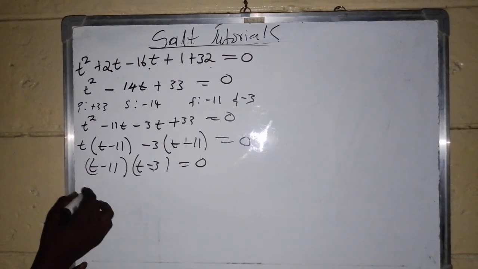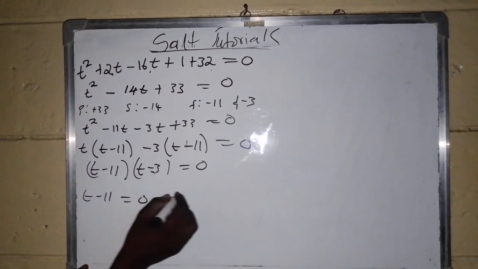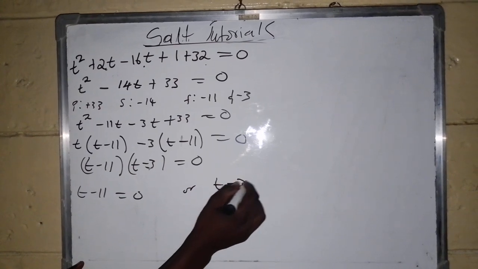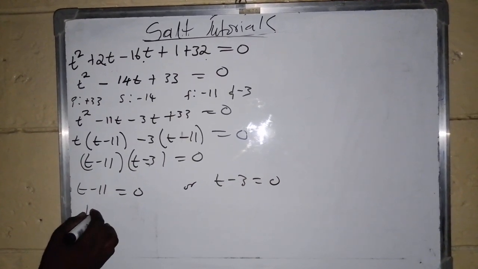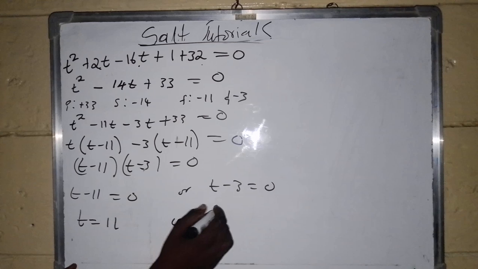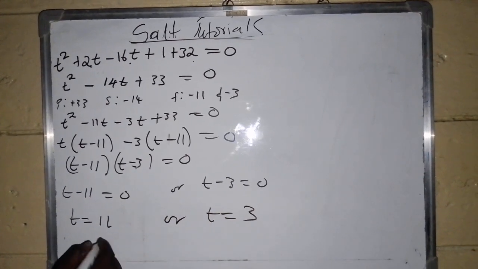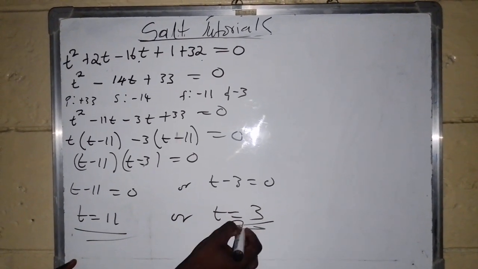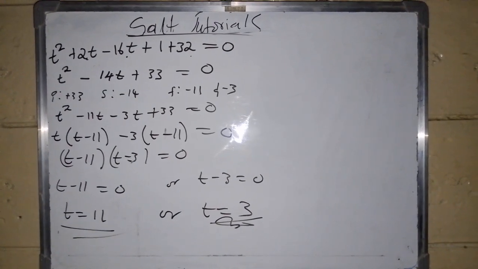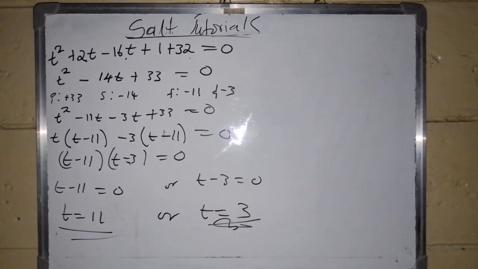Therefore, t minus 11 can be equal to 0, or t minus 3 can be equal to 0, having the value for t to be equal to 11, or having the value for t to be equal to positive 3. These are the two values of t which will satisfy our equation, which is a radical one.